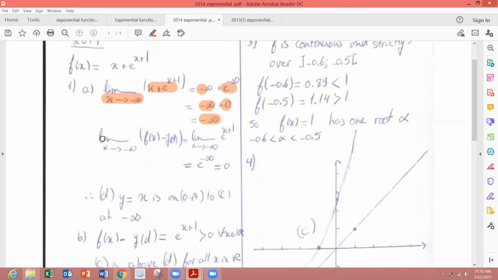So the limit as x tends to minus infinity of f(x) minus y_D equals the limit as x tends to minus infinity of e to the power x plus 1, e to the minus infinity, equal to 0. Therefore, the line D of equation y = x is an oblique asymptote to C at minus infinity.